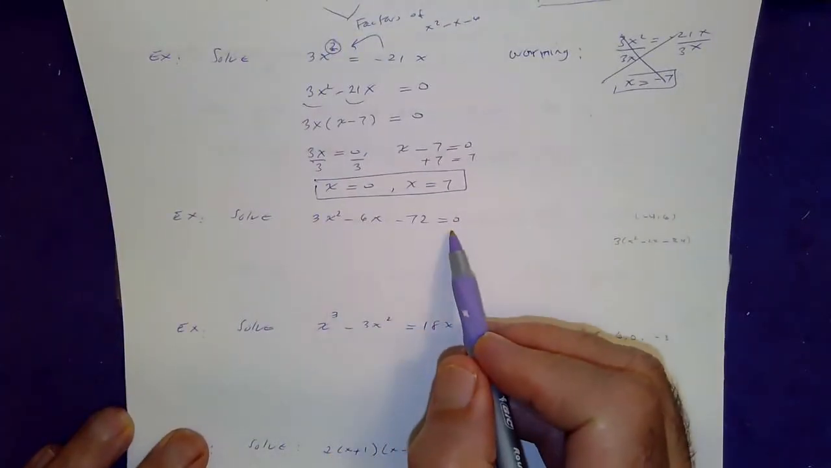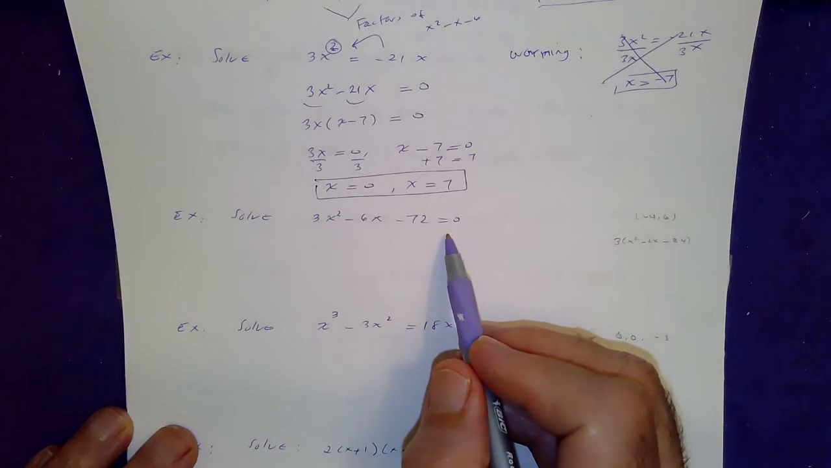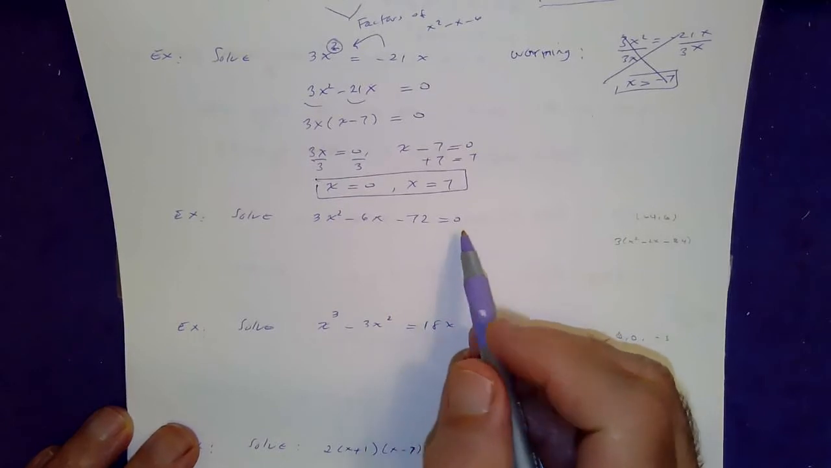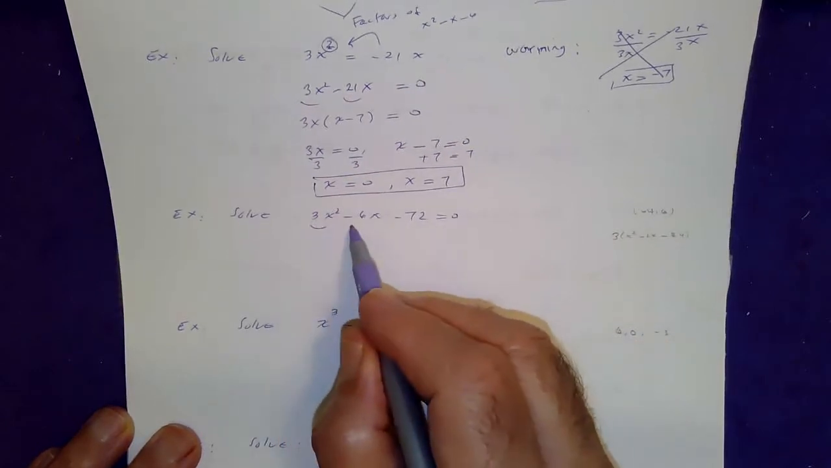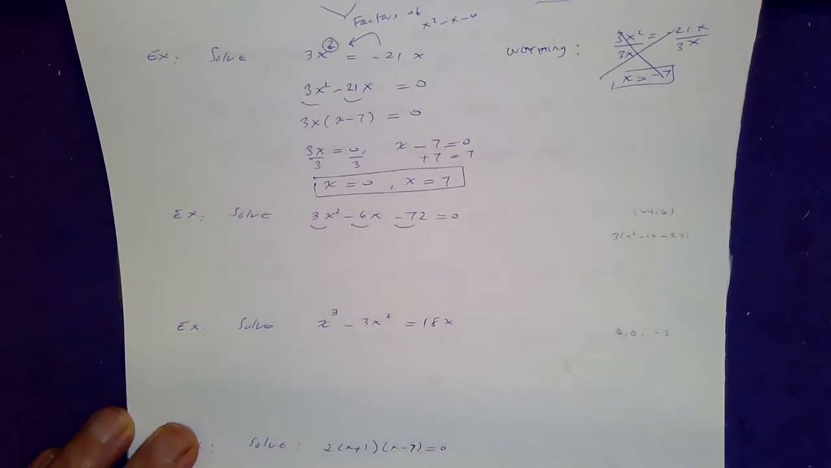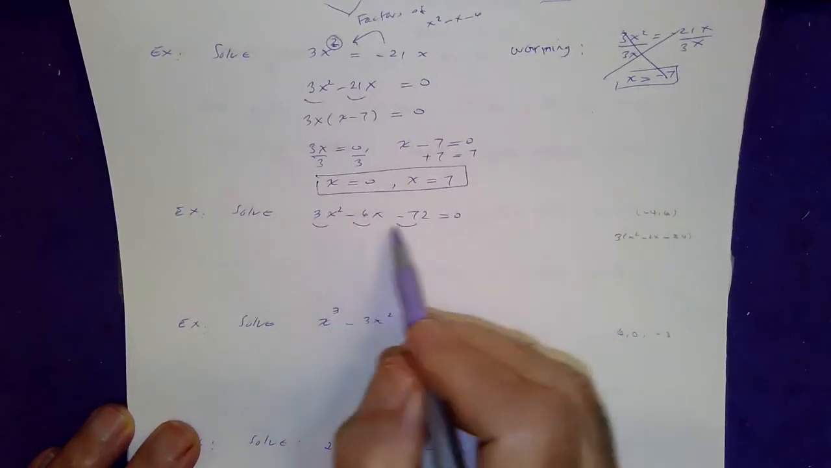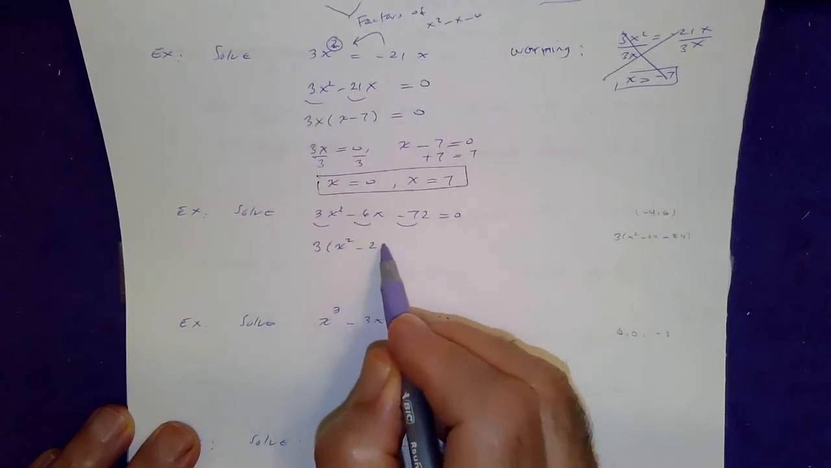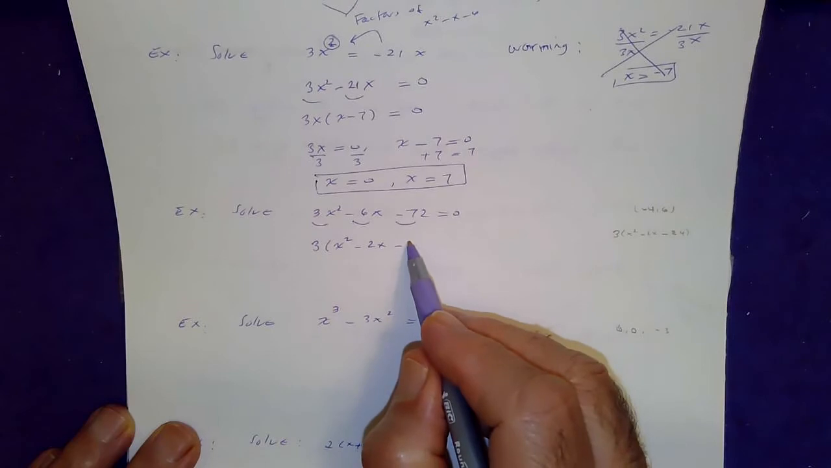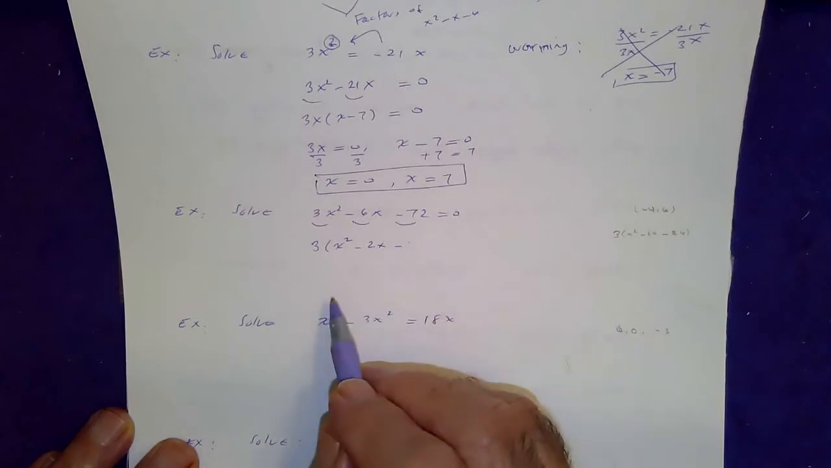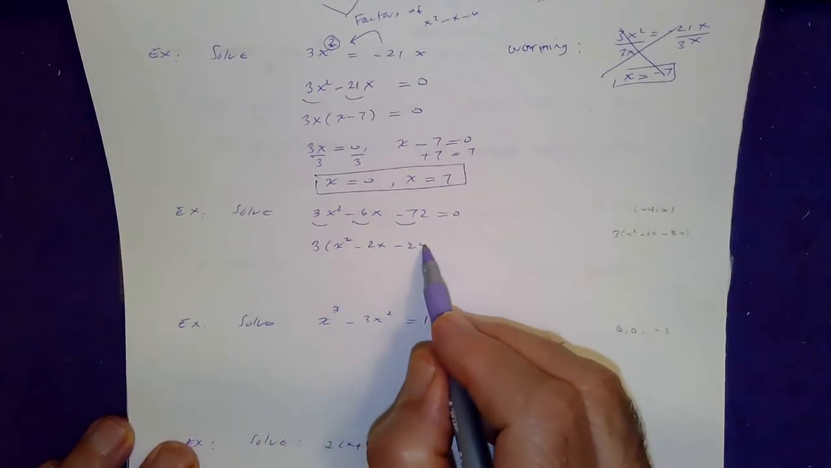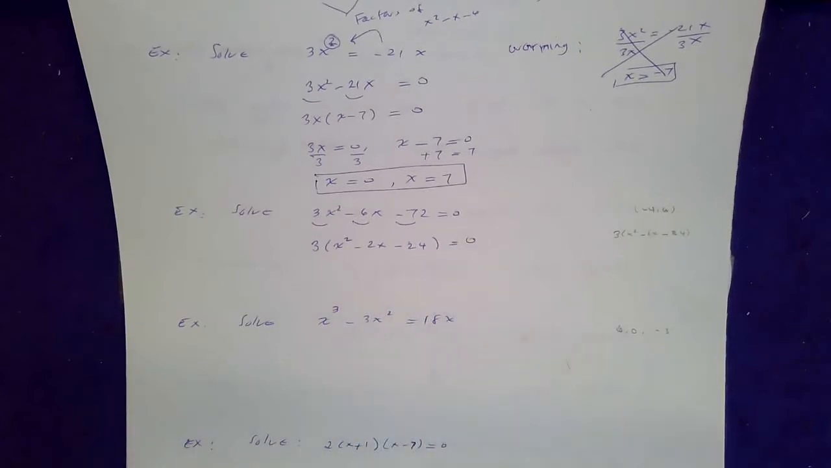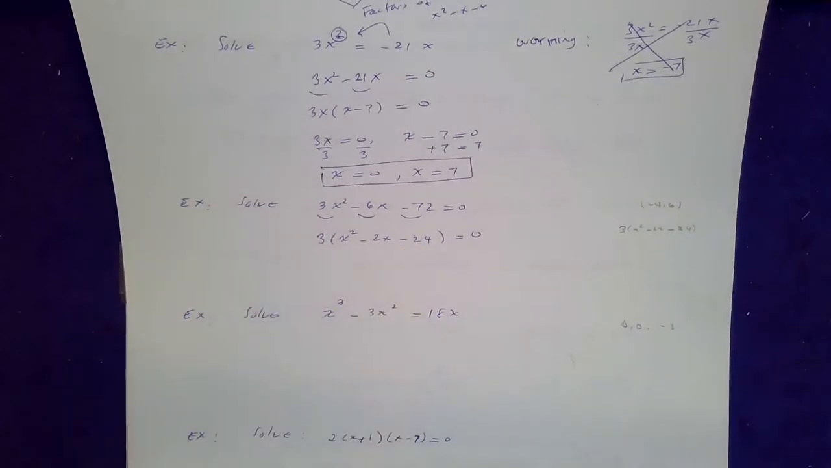This guy is in what? Is in standard form, but before you factor, make sure you look for a common factor. All of these three terms, they have 3 in common. So that would be something like, let's say, what? Oh, I have 24. Is that right? Yeah.